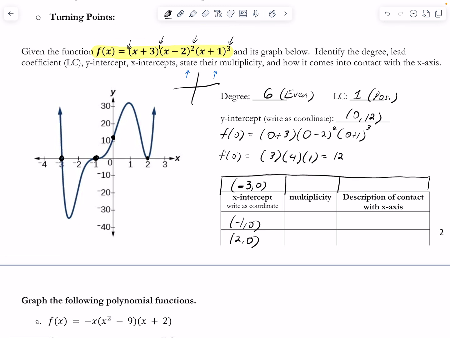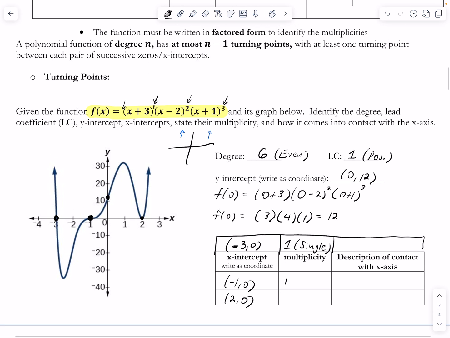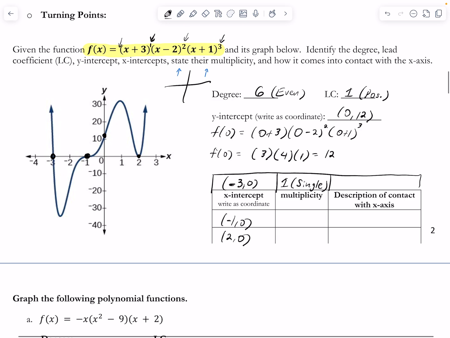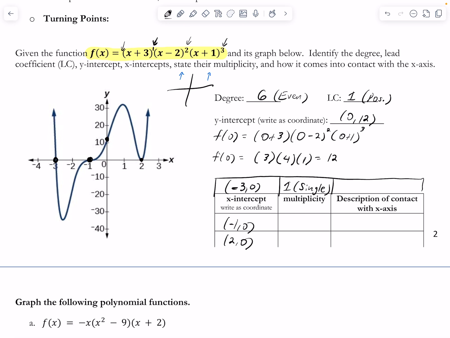But when I look at that first one, negative 3 comma 0, that is just crossing through. It doesn't have any wiggling when it crosses through. So this is going to be that single root of multiplicity 1, called a single root, which makes sense. If you look, the power is raised to the first power. Now, the description of the contact with the x-intercept, we're just going to write crosses through, which happens in that graph.